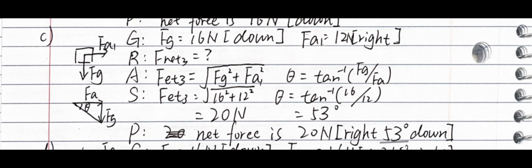The question C. For this question, we know somebody pushed the ball with a force of 12 newtons, right? And we are going to calculate out the net force now. At this time, there are two forces on the basketball. They are the force of gravity and the applied force 1 that is 12 newtons, right? So we draw the diagram here. We use the equation here and we get the net force 3 here that is 20 newtons, and we also calculate out the direction of this force. That is right, 53 degrees to down. Then we write at the P part, the answer of this question is the net force 3 is 20 newtons, right, 53 degrees down.